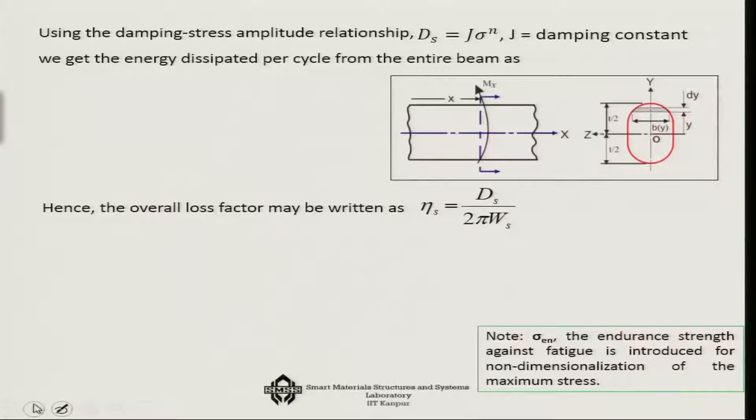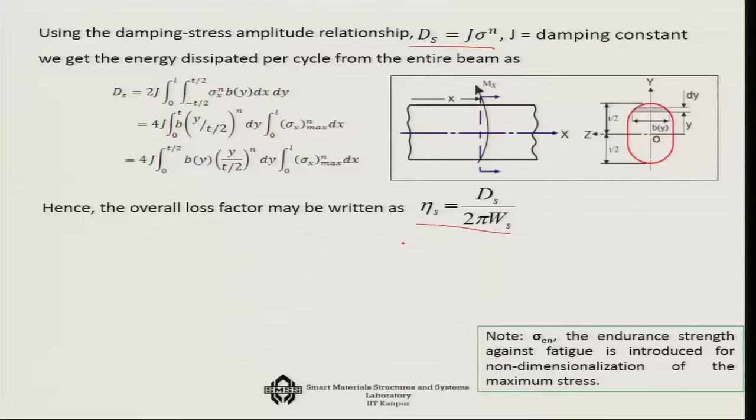Now, we also know that the damping stress amplitude relationship, which I said in the very beginning is what we are heading to, is a loss factor definition. In it we need the damping energy that is dissipated, which is J sigma to the power n. The energy dissipated per cycle is J sigma to the power n by 2 pi, and the modal loss factor is the ratio of this divided by W s. So, this is what we are finding in this expression.